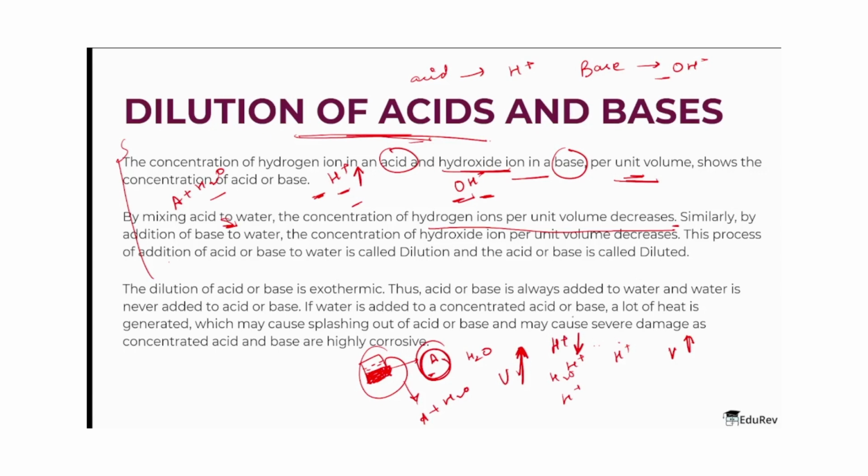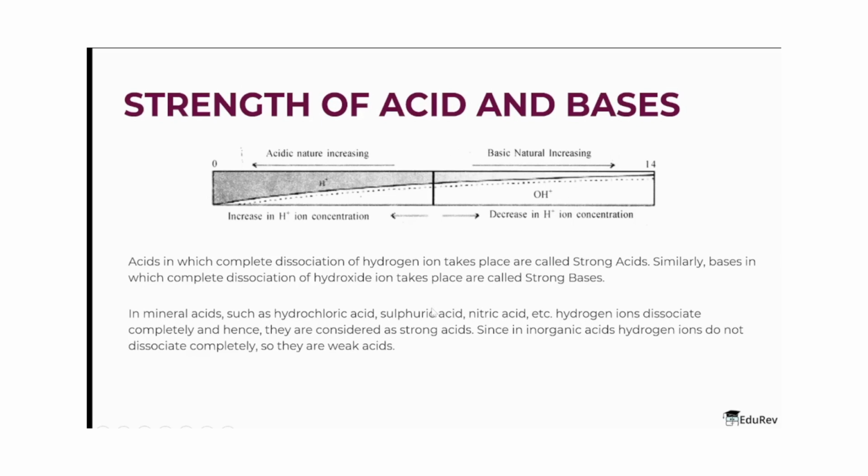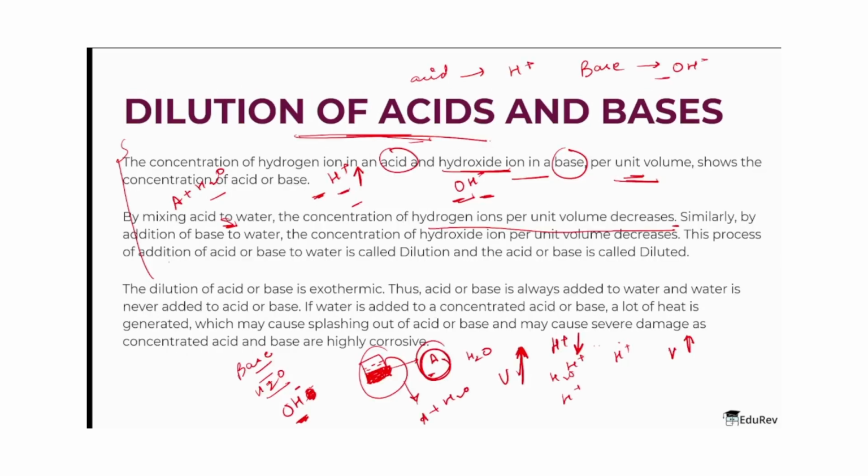Correct? And similarly, if I do the same thing with a base, then if I add water to a base, the concentration of OH negative ions is going to decrease. So the concentration of my OH negative ions is definitely going to decrease when this happens. Let's just cross this. So similarly, it's saying that by addition of base to water, the concentration of hydroxide ion per unit volume is going to decrease.